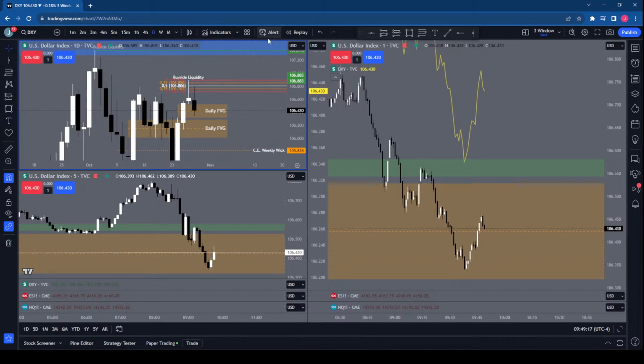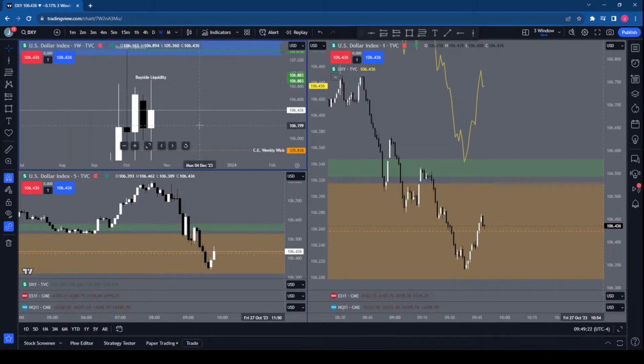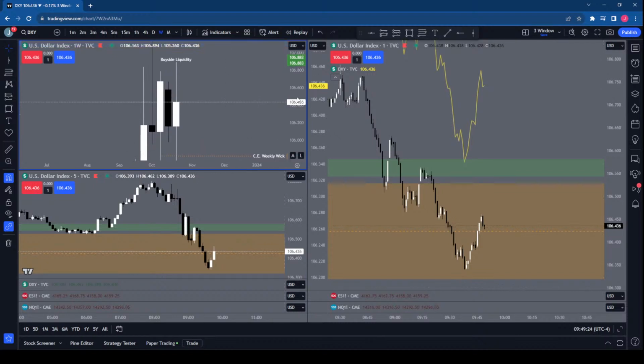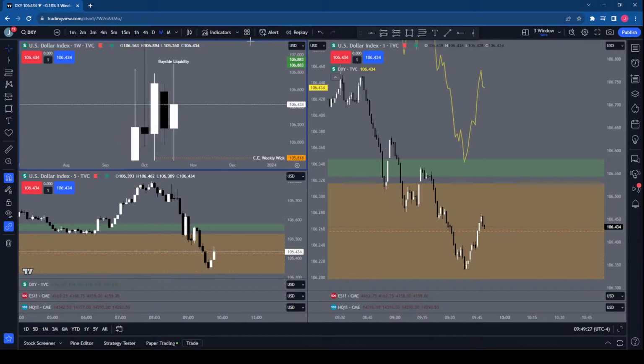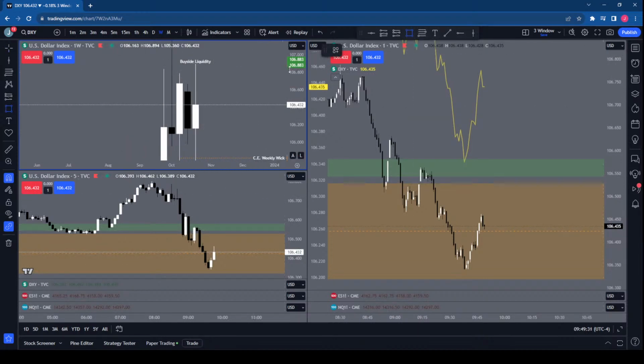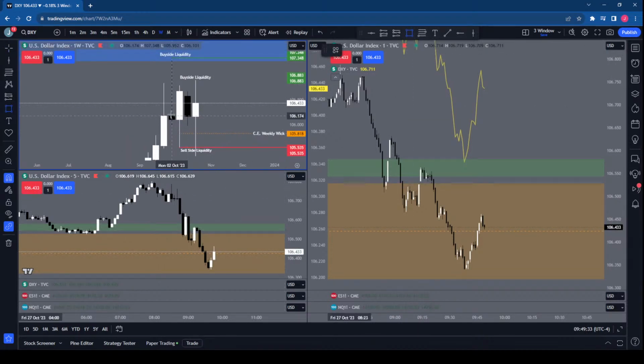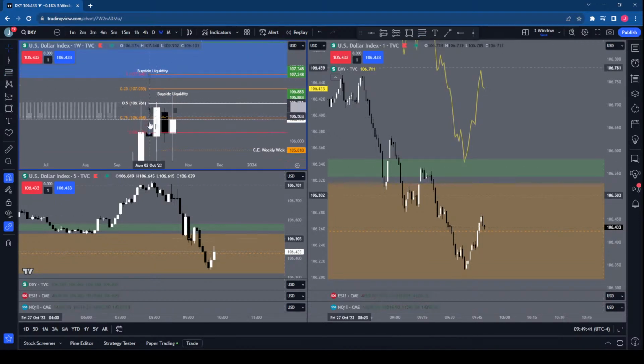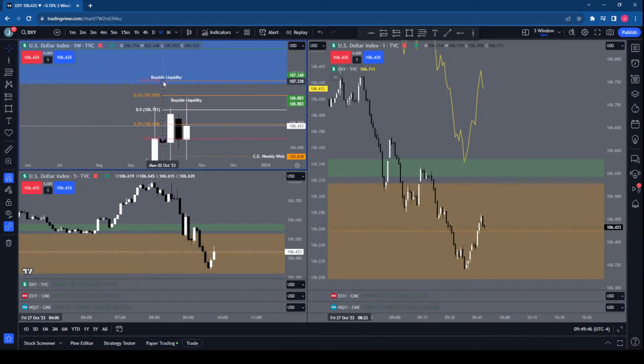ICT himself said on the weekly, and he said this and then took a trade yesterday, a long time ago, that he wanted to see a daily candle close in the upper quarter of this wick. He said when a daily candle closes in the upper quarter of this wick, this buy side will be taken afterwards.